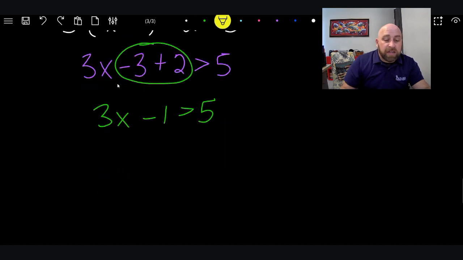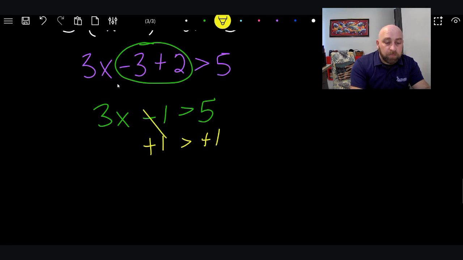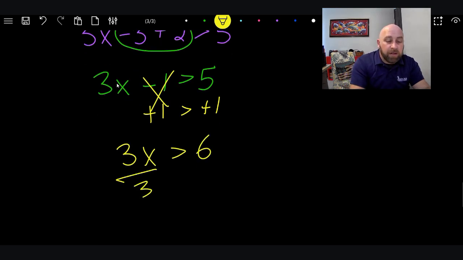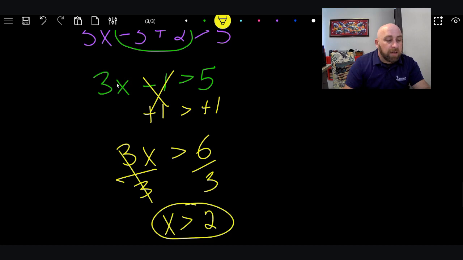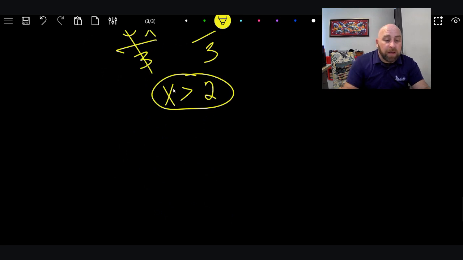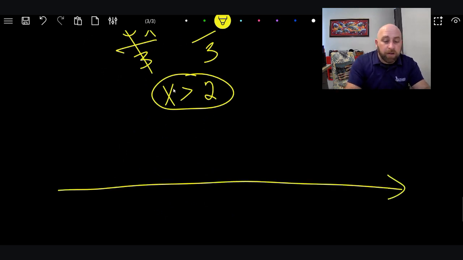We're just going to take that -1 to the other side by adding 1 and adding 1. And then that's going to give us 3x is greater than 6. We'll divide 3 on both sides, and we're going to get x is greater than 2. X is greater than 2. Okay. Once I get that solution, I would come down and I would put that onto my graph.